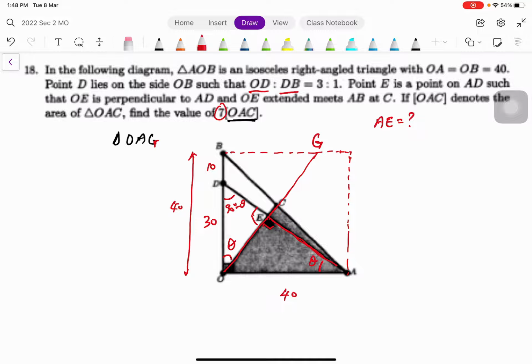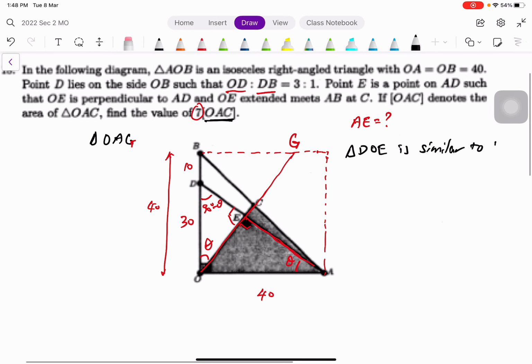Therefore, with that, you can prove for yourself that triangle DOE is similar to triangle DAO. That means I'm talking about this triangle similar to this triangle. As I highlight, you know which triangles I'm looking at.